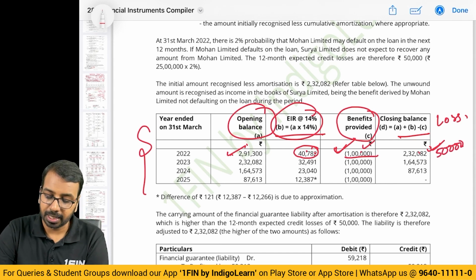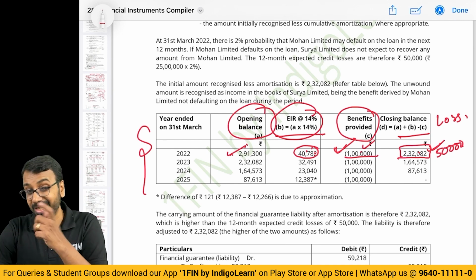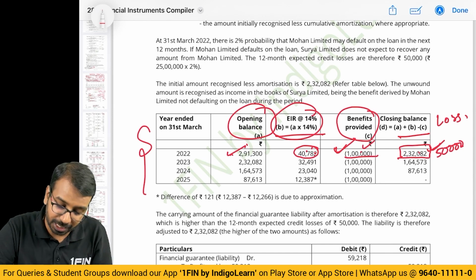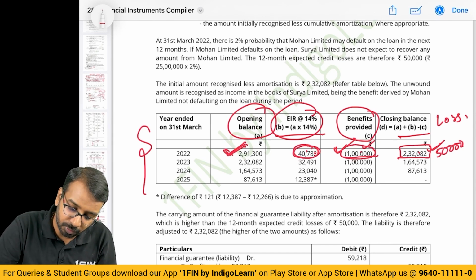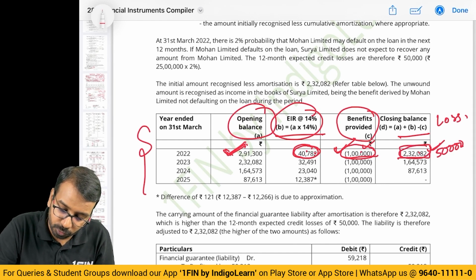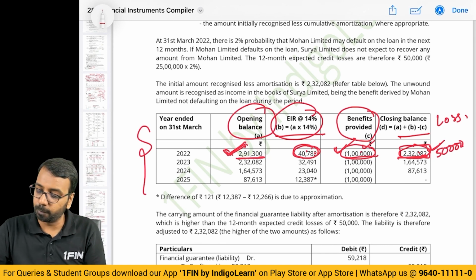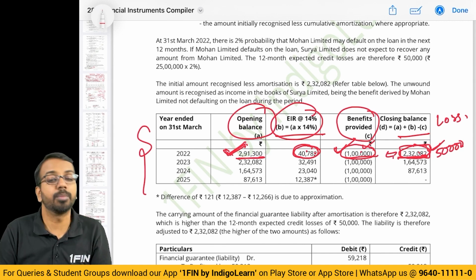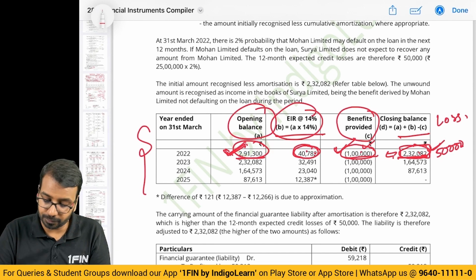This is the liability. Now my current liability is unearned revenue. What is this unearned revenue? Think of it: if this guarantee was provided to some other party, then we would have charged 291,300. We would have recognized interest of 40. The benefit we have already provided is 1 lakh. So the closing balance is 232. The difference between opening balance 291 and closing balance 232, 291 minus 232, is 59,000, the revenue to be booked. Out of this 291,000, I have to book an income of 59,000.